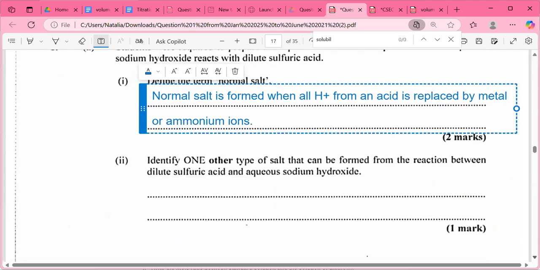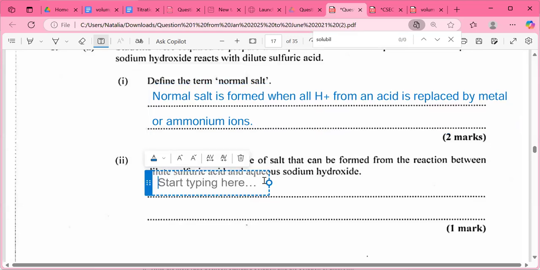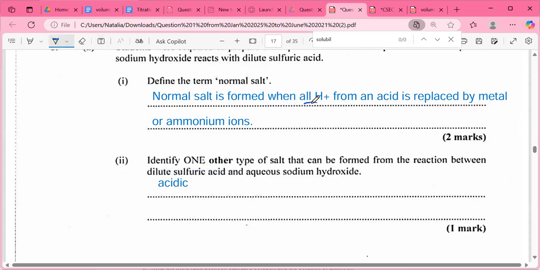Identify one other type of salt that can be formed from the reaction between dilute sulfuric acid and aqueous sodium hydroxide. So there are 2 types of salt. We have normal salt, and the second type of salt would be your acidic salt. Although the question didn't ask for it, your acidic salt is formed when some, where we have all here, all will be replaced by some. When some of the H plus ions from an acid is replaced by metal or ammonium ions, in case they had asked for that definition.